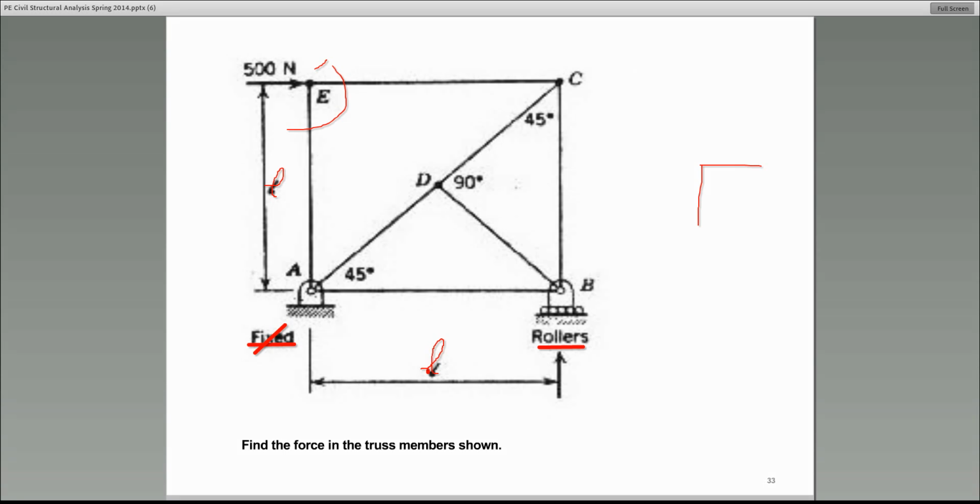Let me ask you a couple of other ones, and then we'll move on. But what about BD? Who can tell me the force in member BD? This one. Note that BD is perpendicular to DC because they give you that angle to be 90 degrees. So what's the force in member BD? Who can tell me?